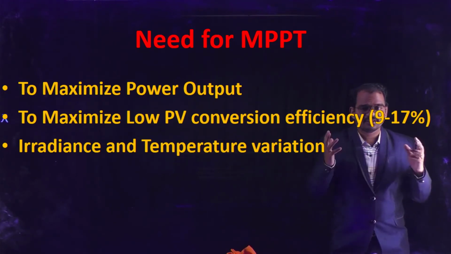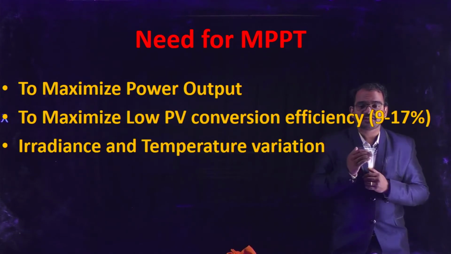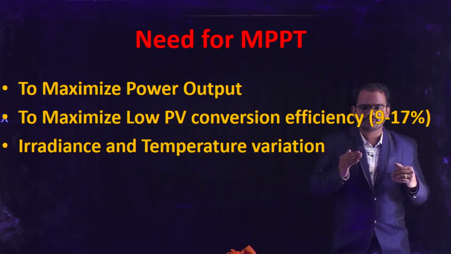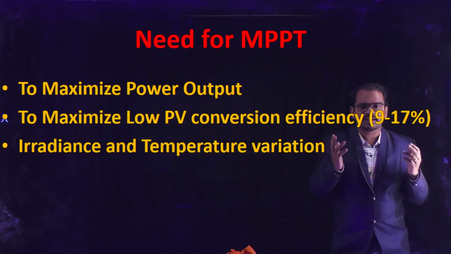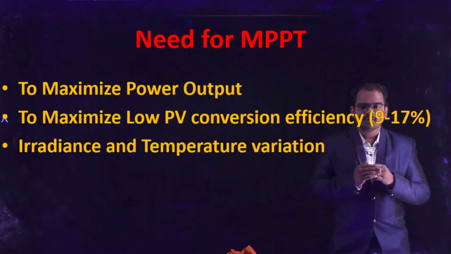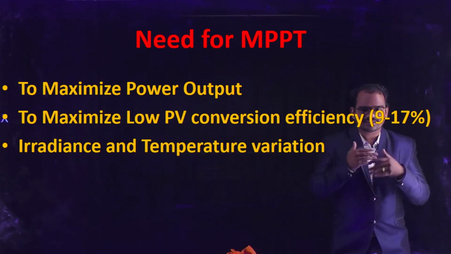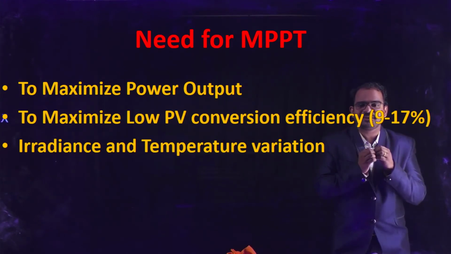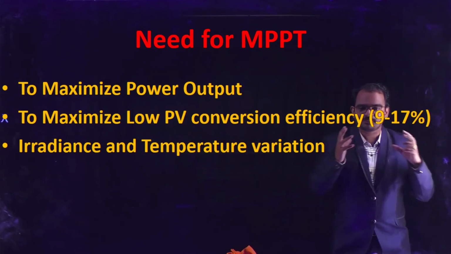And the third one is irradiance and temperature effects. We already know that whenever the radiation changes, short circuit current and open circuit voltage change, and accordingly the IV characteristics of a PV panel will change, and thereby the performance of a PV panel will change. The same holds good for temperature rise also. So whenever there is a change in the irradiance and temperature, this change is accounted for by means of an MPPT controller in order to deliver the maximum power to the load.